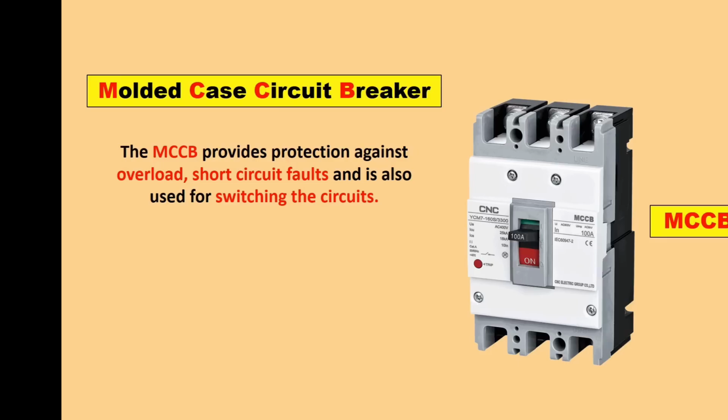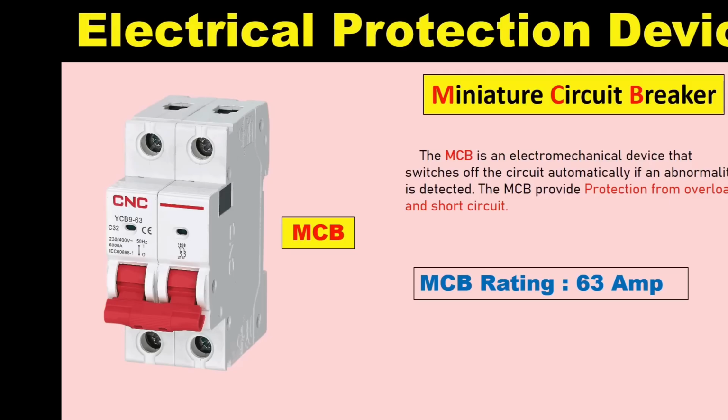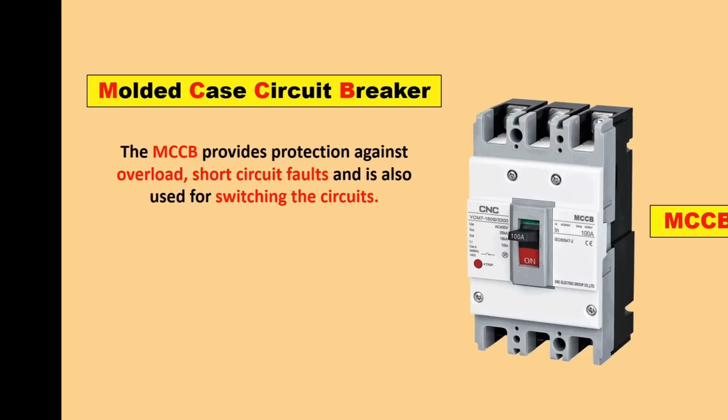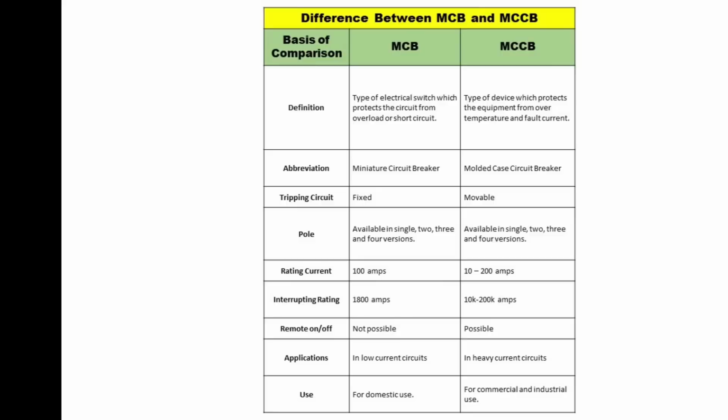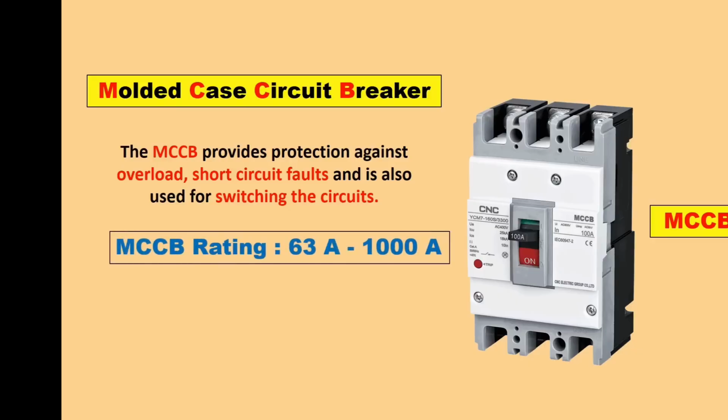It means you can say that the protection provided by a MCB can also be provided by a MCCB. You can find a MCCB of even 1000 ampere rating in the market, and if you go now to buy a MCCB, then you will find a MCCB of higher rating also, because right now there are lots of companies which are manufacturing MCCB of more than 1000 ampere.